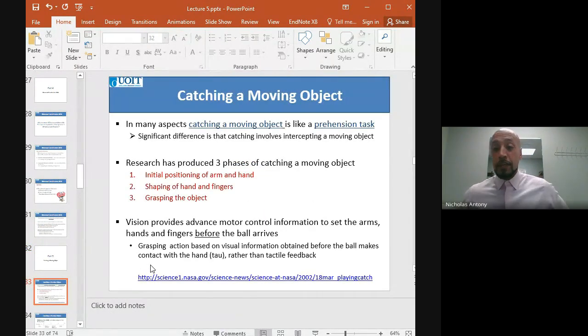So the next thing that we're going to look at that they studied was catching a moving object. So catching a moving object is similar to reaching and grasping.